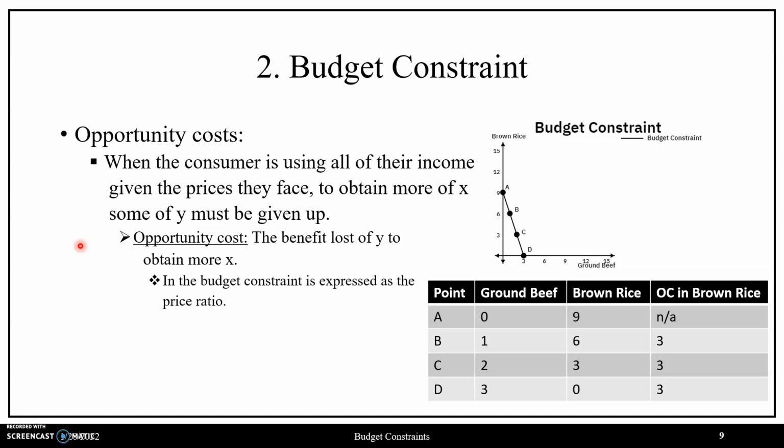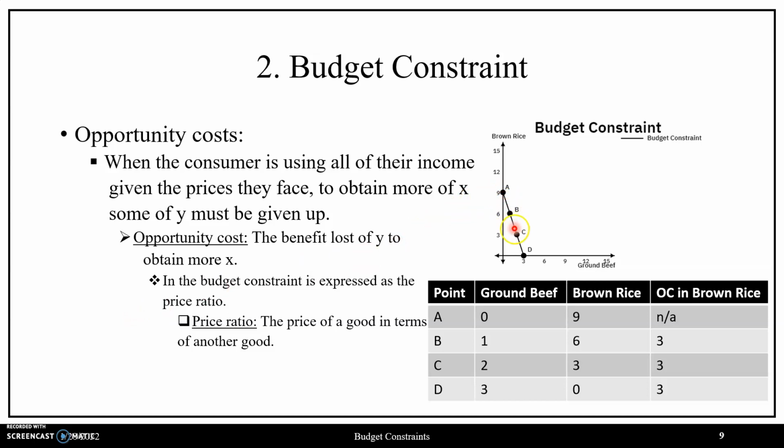And in terms of the budget constraint, we can also refer to this as the price ratio, or the price of a good in terms of another good, where in this case the price ratio for ground beef and brown rice is 3, given that the price of ground beef is $3, the price of brown rice is $1, $3 divided by $1 gives us 3, or that to obtain 1 more unit of ground beef, the consumer must give up 3 brown rice.